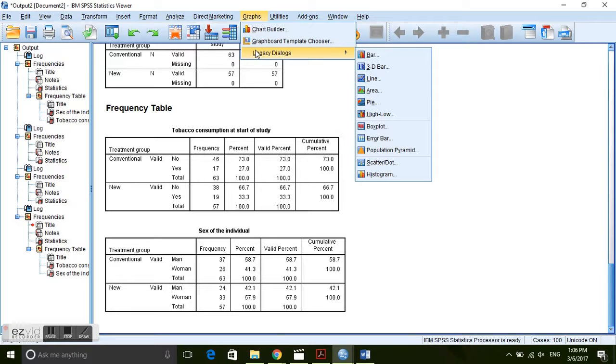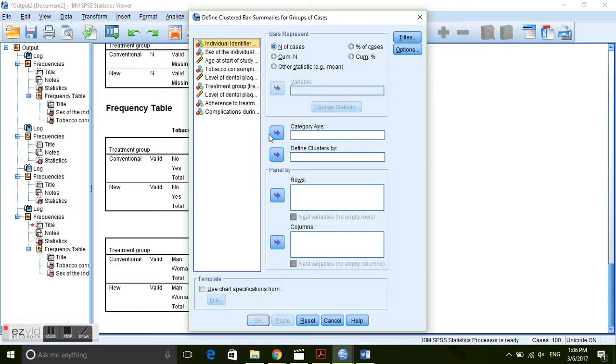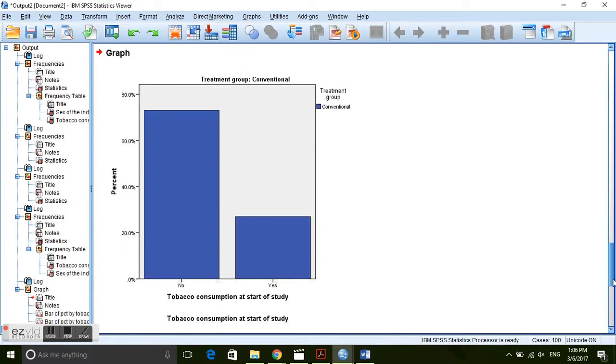We are going to go to graphs, legacy dialogues, bar, and clustered, and this will allow us to get the treatment groups together with the variable tobacco. Define, we want to use tobacco consumption as the axis. We want to define the clusters by treatment group. And we want the percent. The N doesn't really tell us much. The percent is oftentimes more important. So click OK.